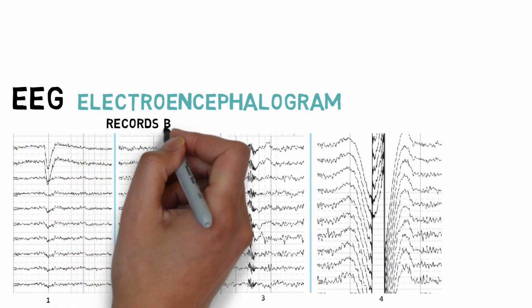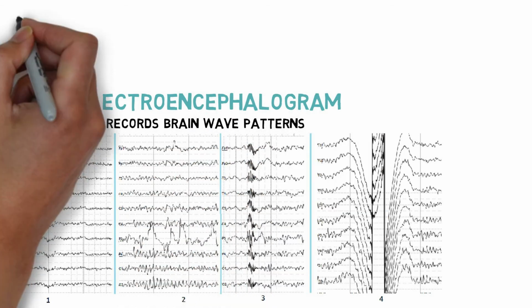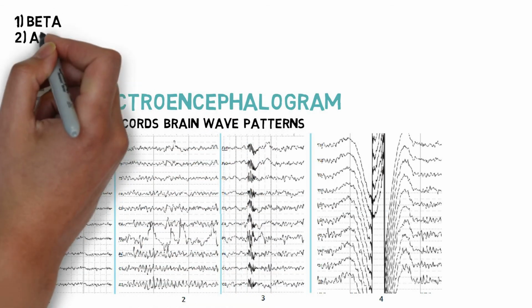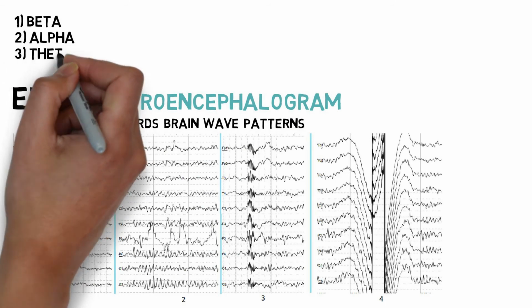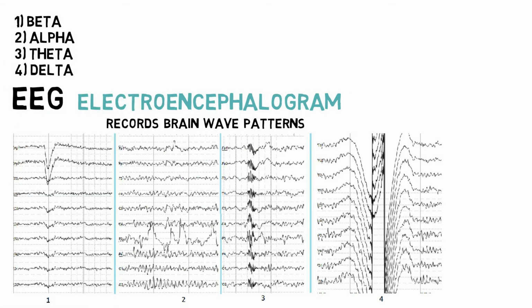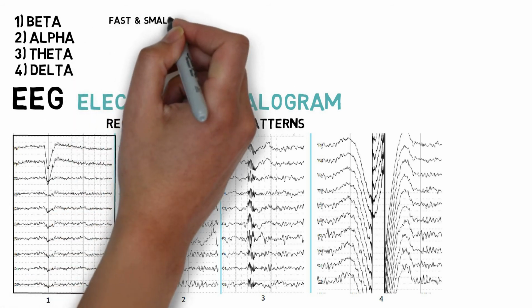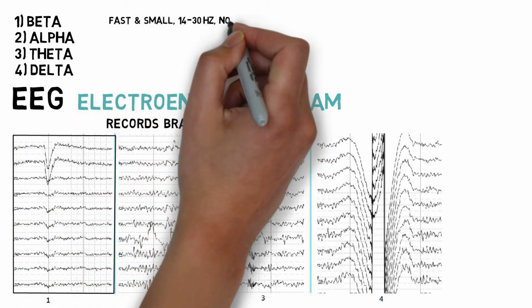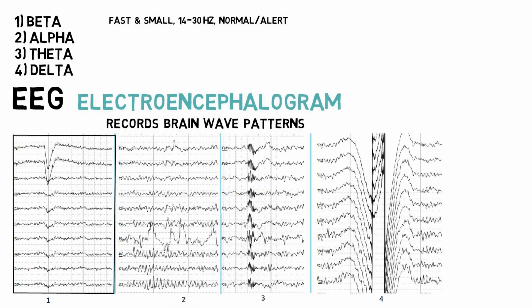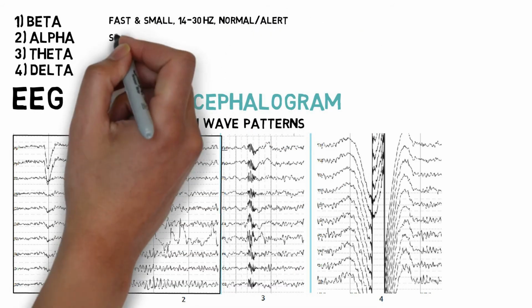The EEG records the brainwave patterns. There are 4 different waves seen in the EEG. These are the beta, alpha, delta, and theta waves. The beta wave is fast and small, about 40 to 30 Hz, and is seen when the person is awake with normal alertness. The alpha wave is somewhat slower and larger.